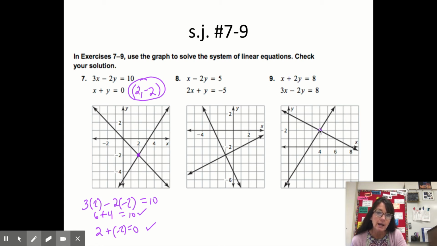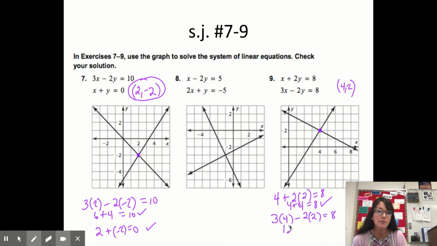I see that in number 9, they intersect right here, and that ordered pair is 4, 2. So 4, 2 is what I think the solution is. Let's see if it actually is. So checking your work is actually a pretty important thing, especially with graphing. All right. So we'll have 4 plus 4 equal to 8. It works for the first equation. Is 3 times 4 minus 2 times 2 equal to 8? And we have 12 minus 4 equal to 8, and it works for the second.